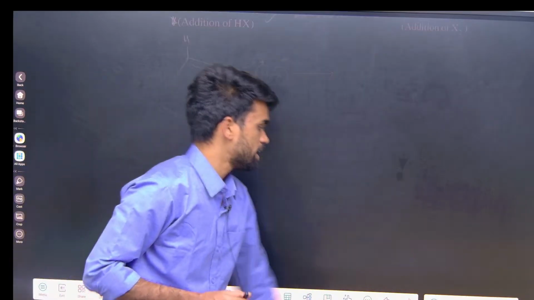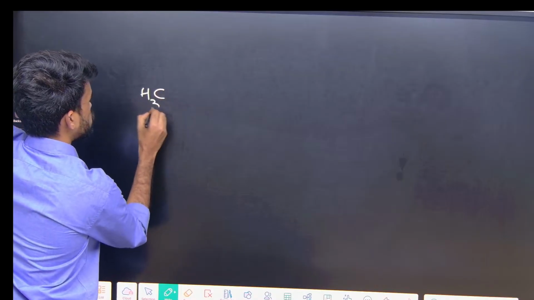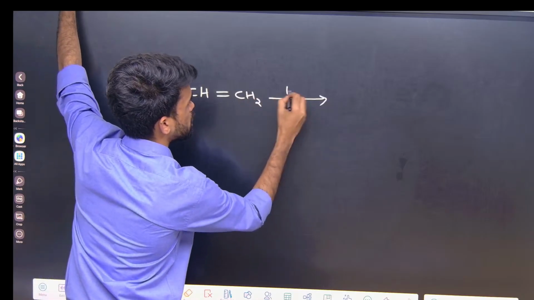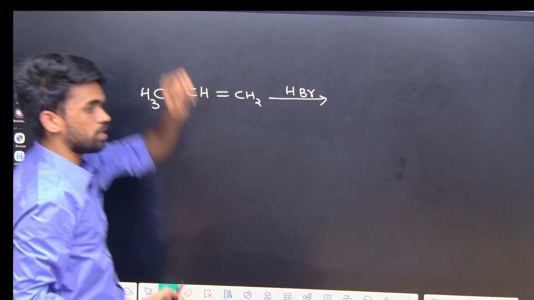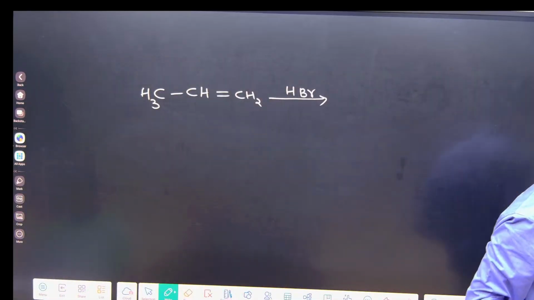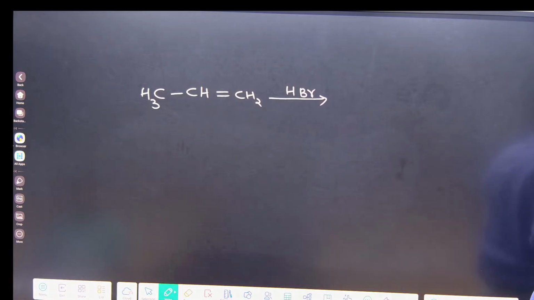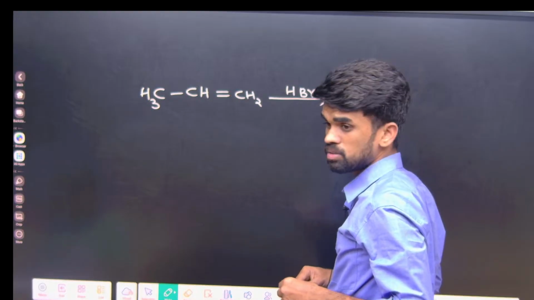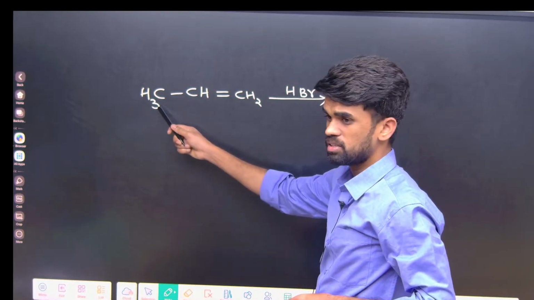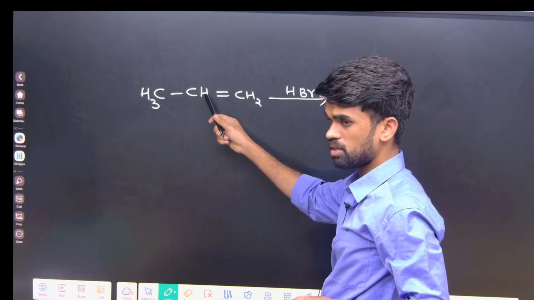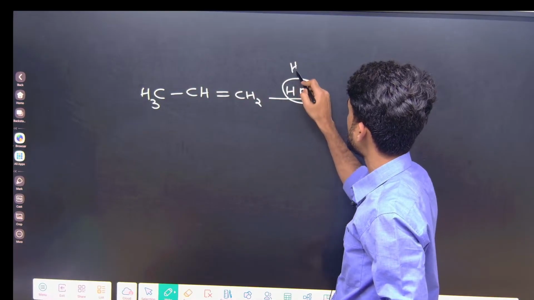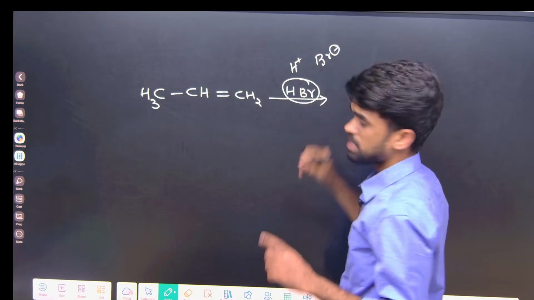Now see, in the exam the question will be like this. I am writing here, just follow me: CH3, CH, double bond, CH2. Addition of HBr, they will say. Now tell me what product will be formed here, fast. CH3, CHBr, CH3. Why? We are adding, out of this HBr, first H plus and Br minus. I already discussed this in the last class also.